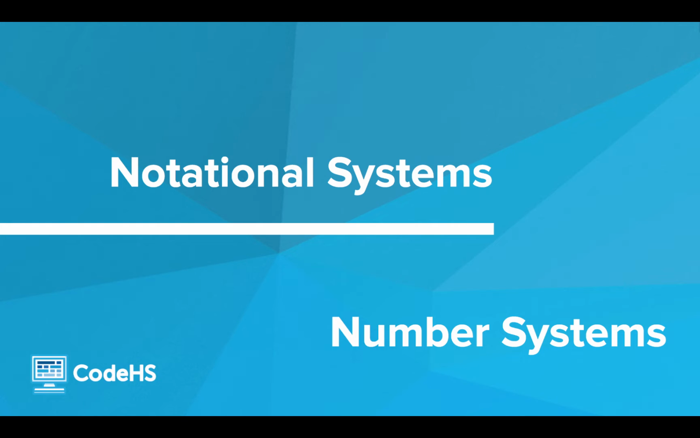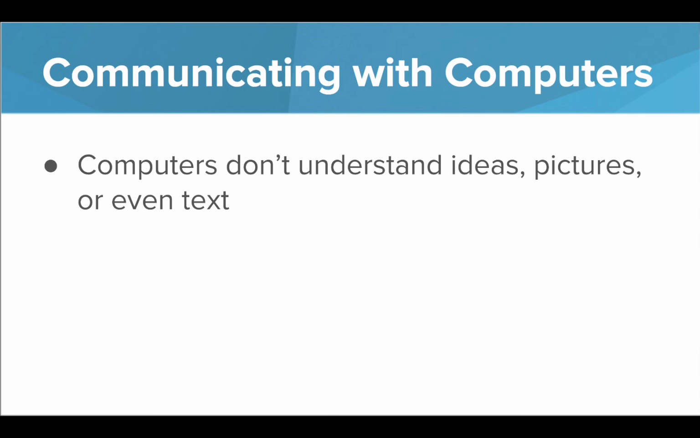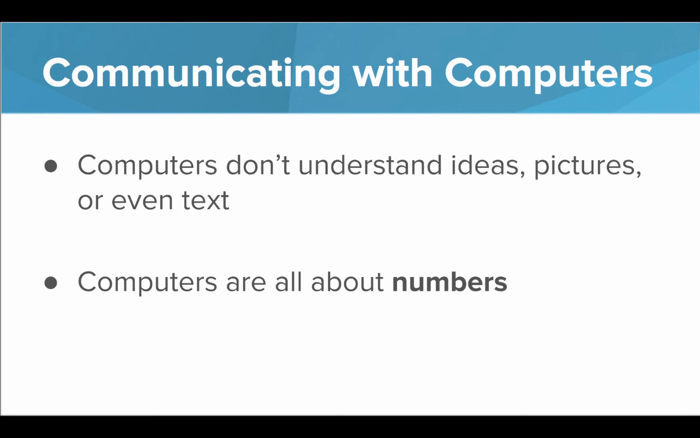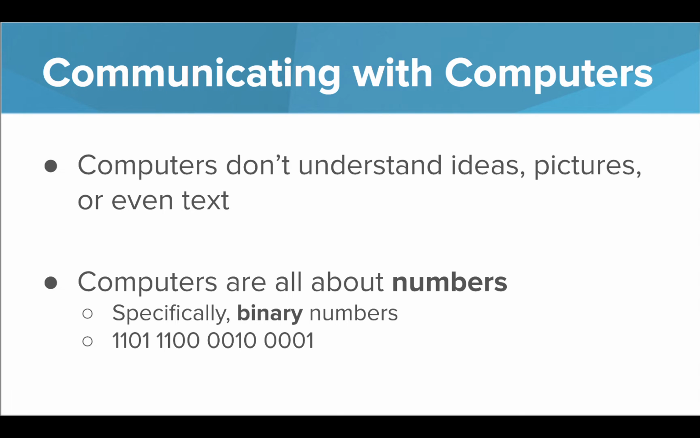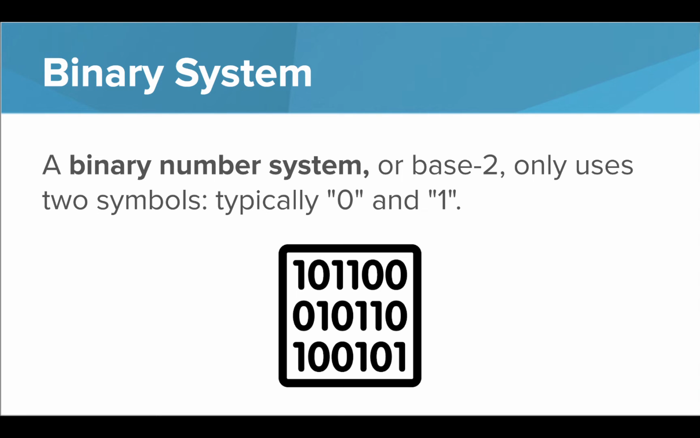In this video, we'll talk about the different number systems and how they are used to communicate with computers. Computers speak and understand in a different way than people. We can comprehend ideas and pictures and such. Computers only think in numbers. More specifically, not all numbers, but just in ones and zeros, which is considered binary. Computers speak and understand only binary.